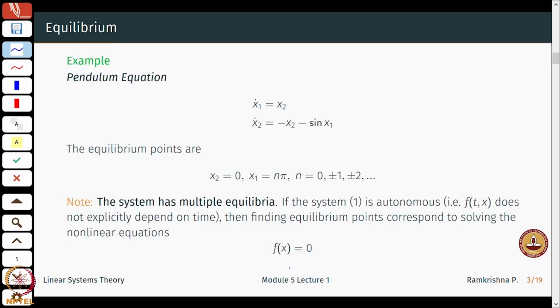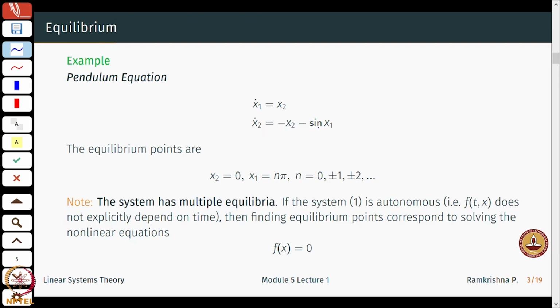Okay, so what does this mean? So we will go through a few examples to see different kinds of equilibriums that we will encounter. So in the case of a simple pendulum where all the parameters are normalized to 1, I have an equation which looks like this.